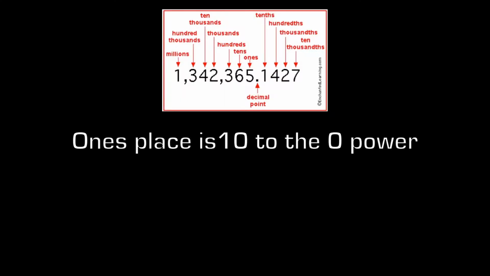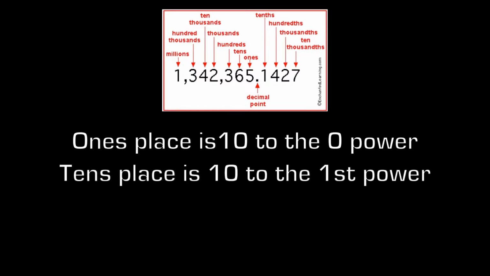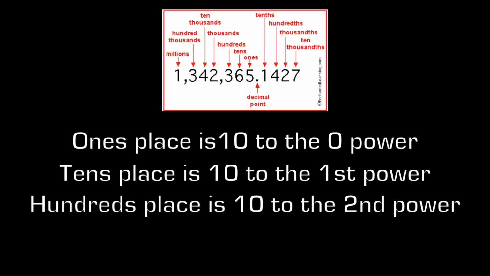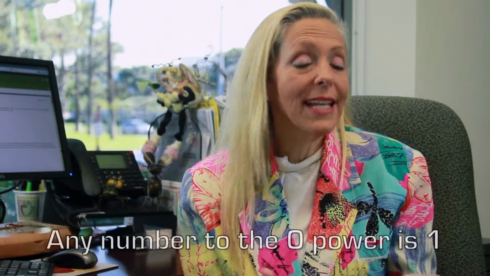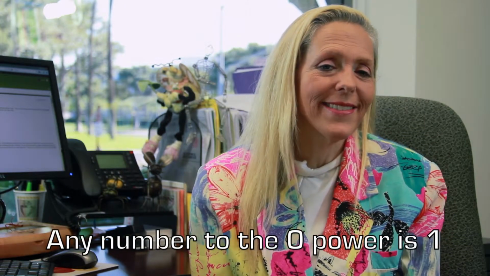What this means is that every number we write has a position: ones place, tens place, hundreds place, thousands place, and so on. The ones place is 10 to the 0 power. The tens place is 10 to the first power. The hundreds place is 10 to the second power, and the thousands place is 10 to the third power. Remember that 10 to the 0 power is 1 because any number to the 0 power is 1.